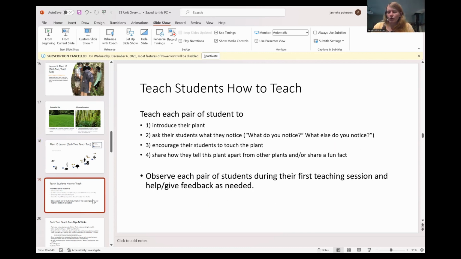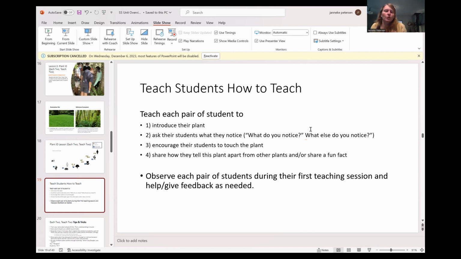I'm going to model for you how you might teach plants. You want to teach them to teach. We're kind of doing two things in a minute and a half. You're teaching them about their plant, and then you are teaching them how to teach about their plant. So I want to model this for you because you kind of model for students how they're going to teach about their plant. Now, this is just how I do it, and I've taught this lesson many, many times.